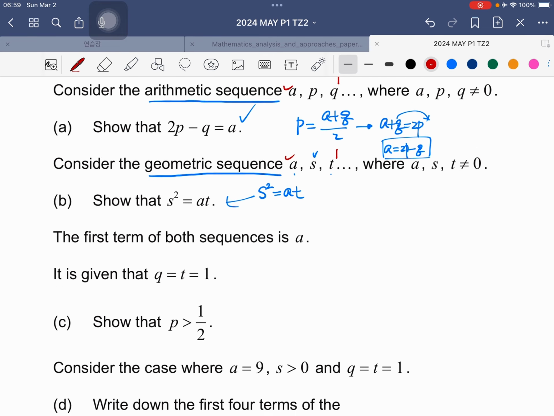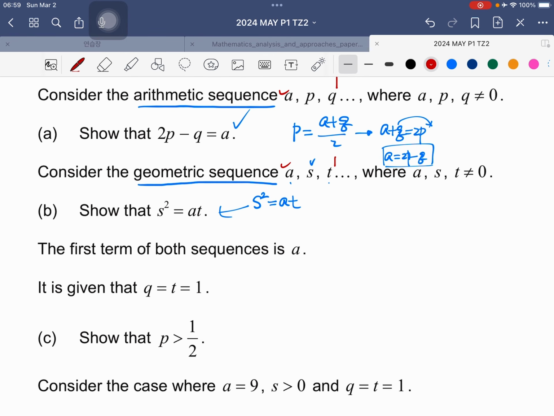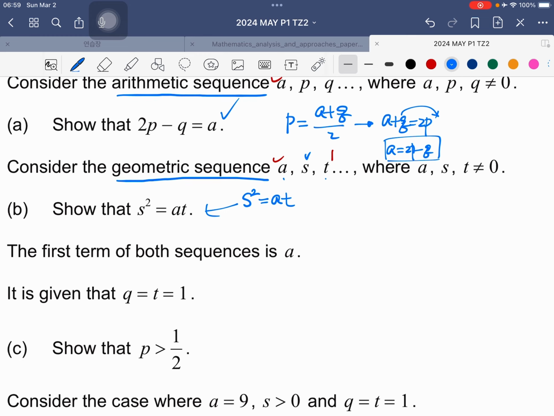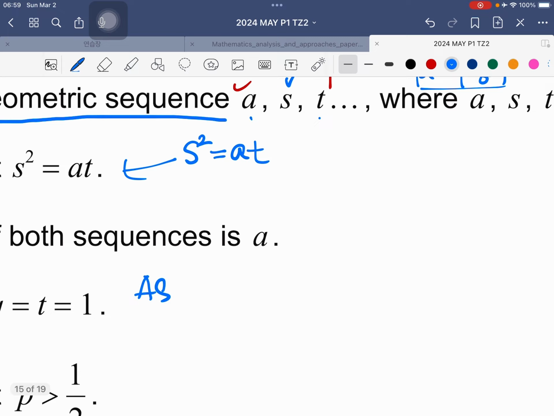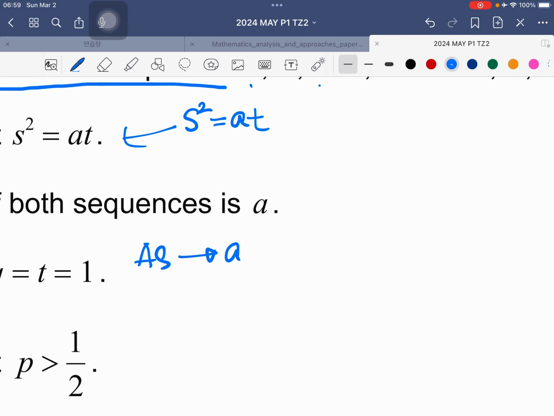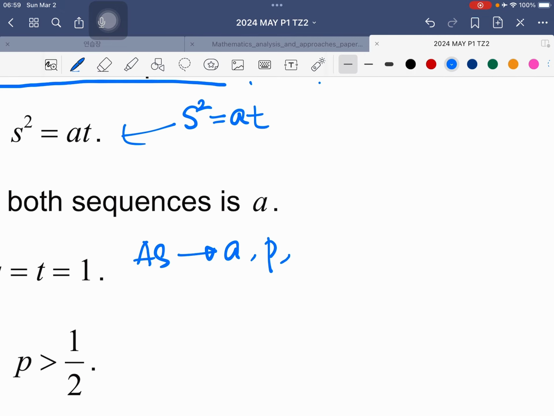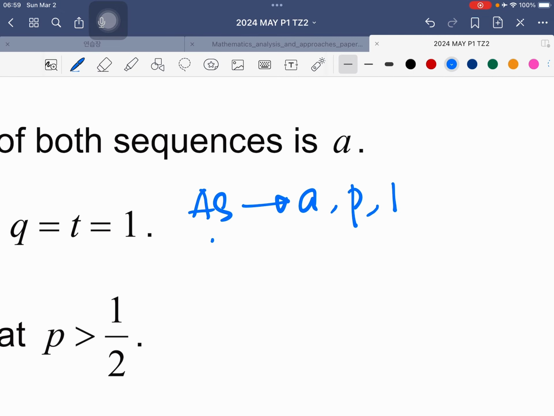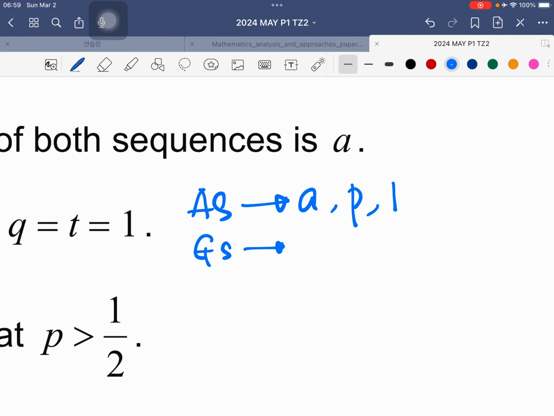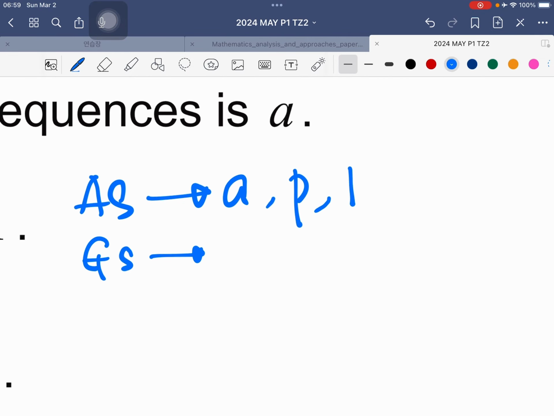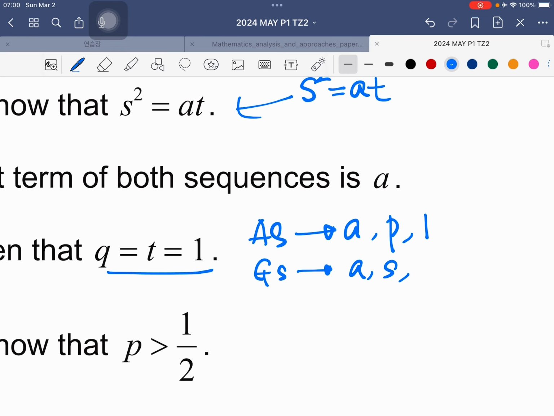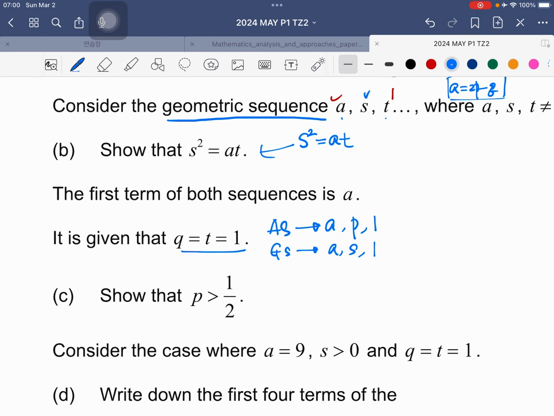So this time they give us two sequences. The arithmetic sequence is given by A, P, Q: the first term is A, the second term is P, the third term is Q, but Q is 1. And then the geometric sequence's three terms will be A, S, T. A is A, S we don't know, and T is given as 1. So show that P must be greater than 1/2.